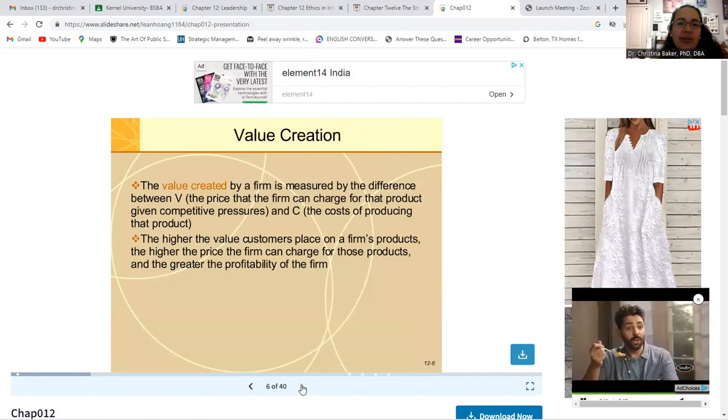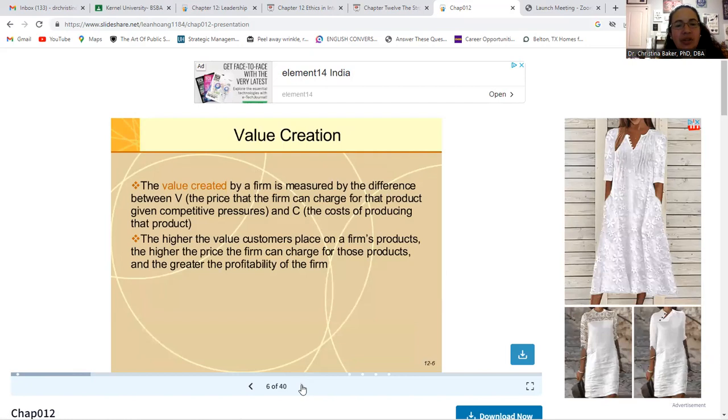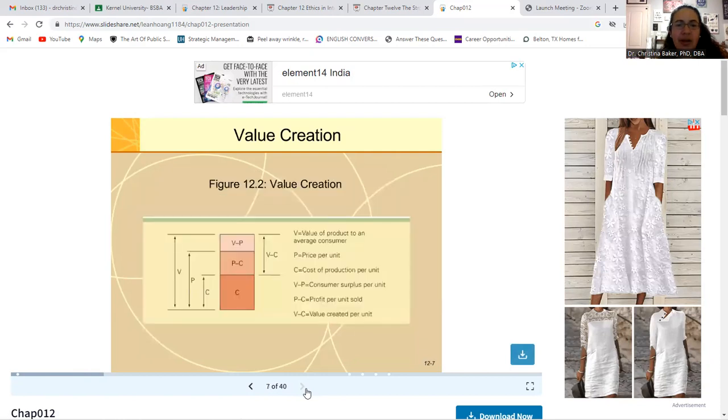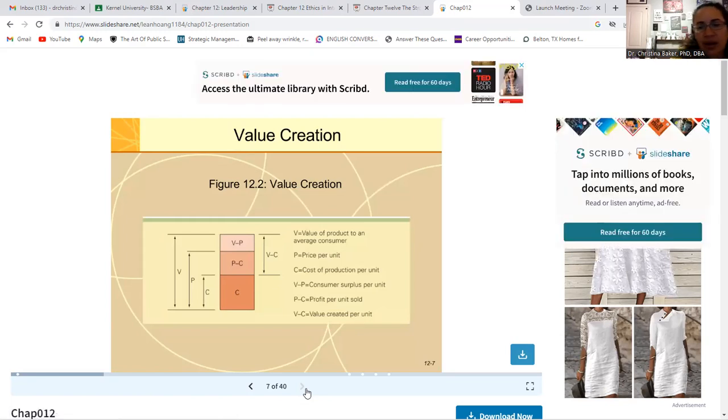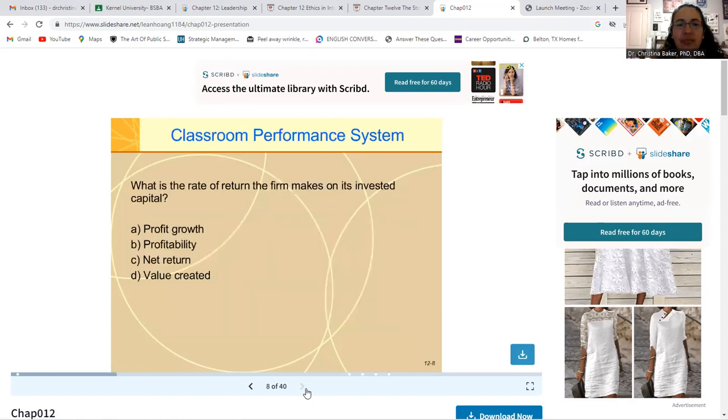Value created by a firm is measured by the difference between the price the firm can charge for the product, subject to competitive pressures, and the cost of producing that product. The higher the value customers place on the firm's products, the higher the price the firm can charge for those products and the greater the profitability for the firm. We have the value of the product to the average consumer, the price per unit, cost of production per unit, customer surplus per unit, profit per unit sold, and value created per unit. What is the rate of return the firm makes on invested capital? Profit growth, profitability, net return, or value created.